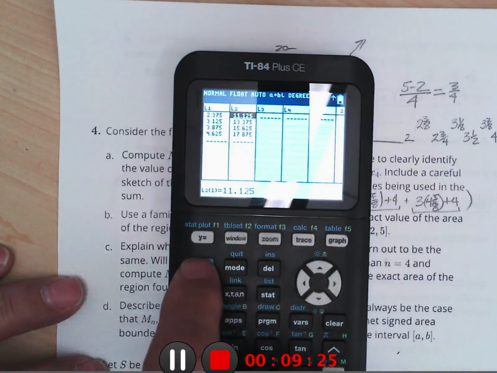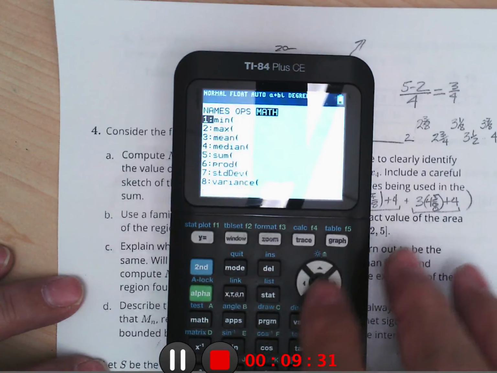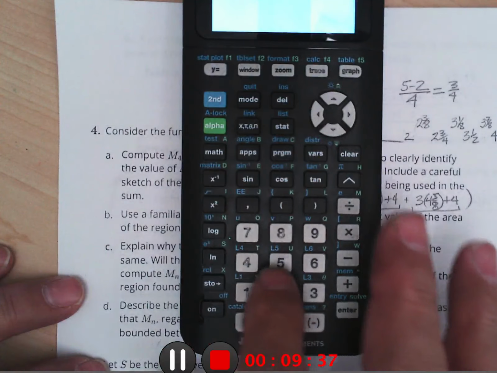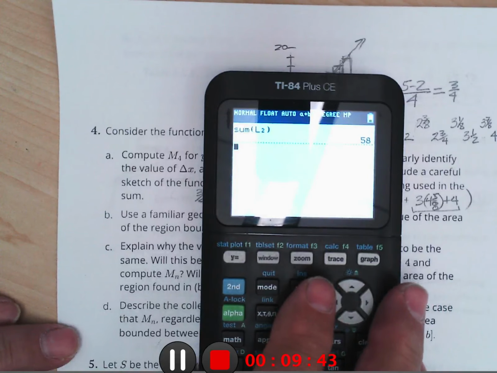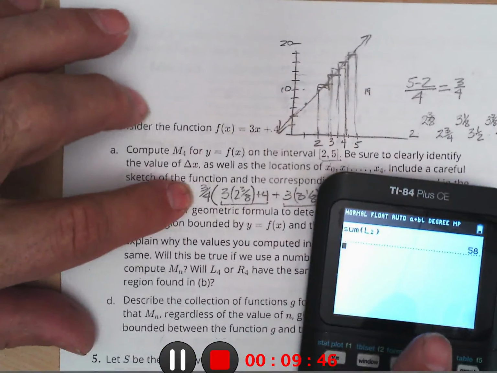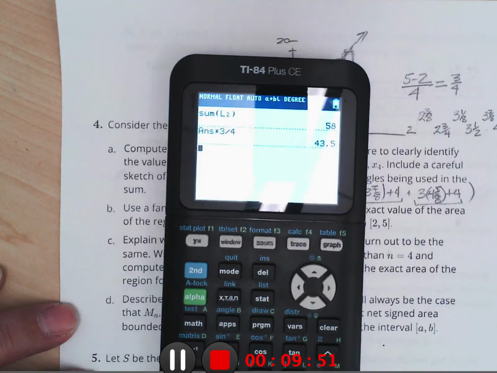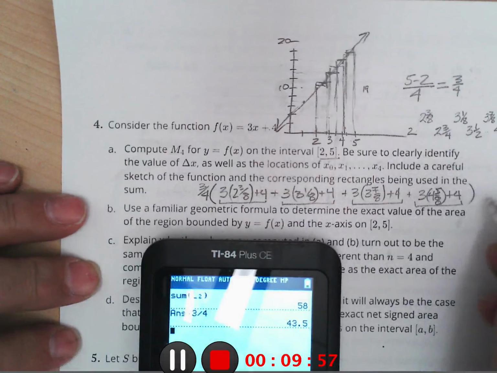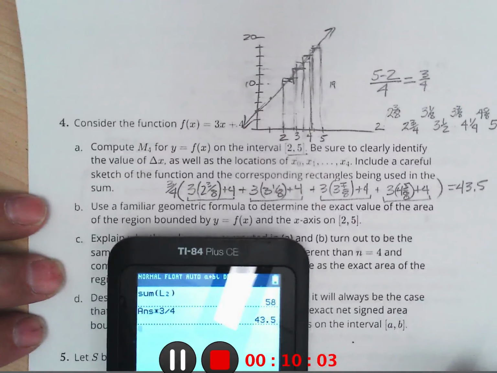So to add those up, I'm going to quit this screen, go to second list, go to math, and ask it to add up the numbers in list 2, and it tells me that's 58. So 58 times 3/4, times 3 divided by 4, is 43 1/2. Finally got the answer to that one. Okay.